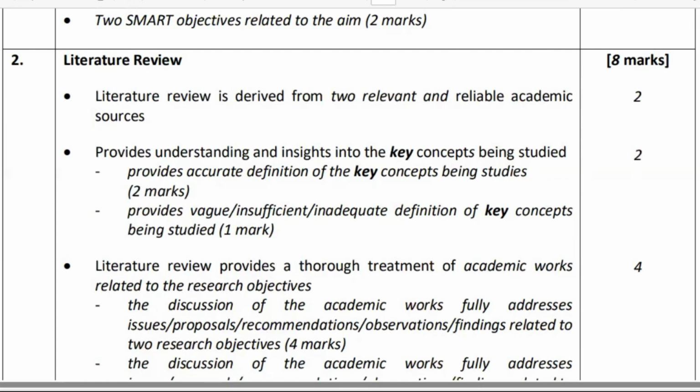All right, so your literature review is derived from two relevant and reliable academic sources. So whatever it is that you're writing in relation to your topic, you must make sure that you mention at least two sources, right? And the key thing here as well is that it's from an academic source. So, like a journal article, some prior research that was done before.